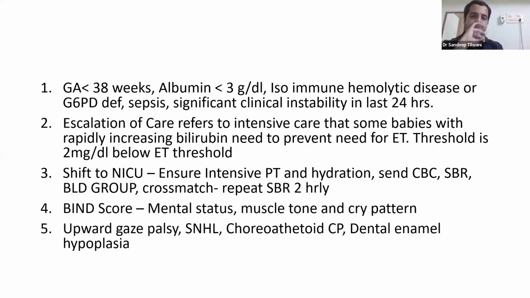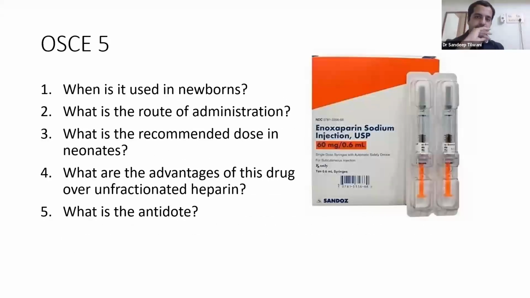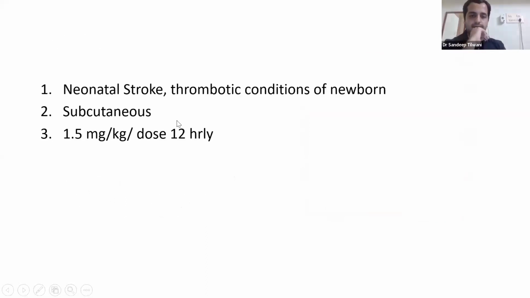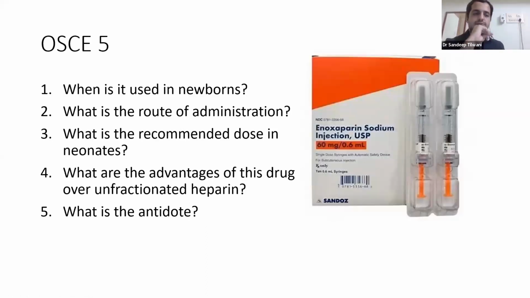Okay, so then coming to the fifth question. This drug, enoxaparin or low molecular weight heparin. When is it used in newborns? What is the route of administration? What is the recommended dose in neonates? What are the advantages of this drug over unfractionated heparin? And what is the antidote?